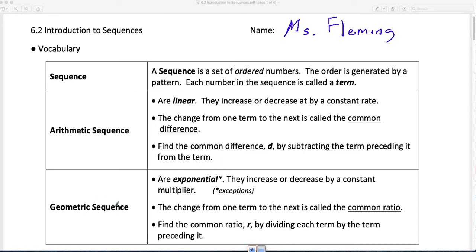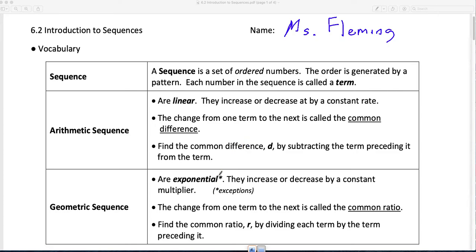All right, a geometric sequence, on the other hand, is exponential. And we haven't done exponential sequences. We do that in Chapter 7. It's got a star here because it says there's some exceptions. The sequences will vary a little bit from the functions, but not to worry about that yet.